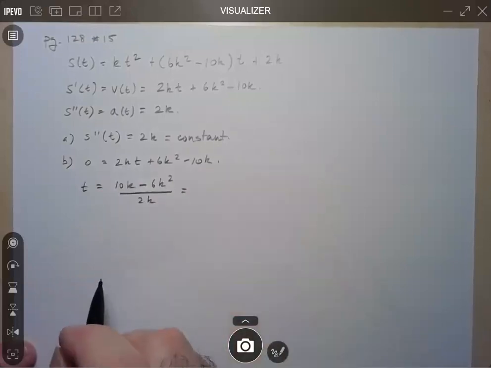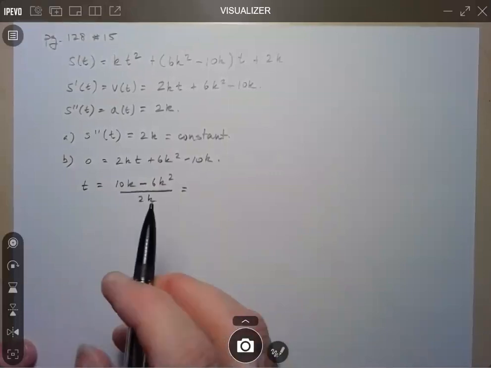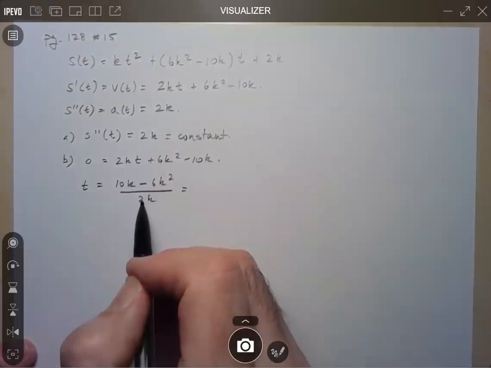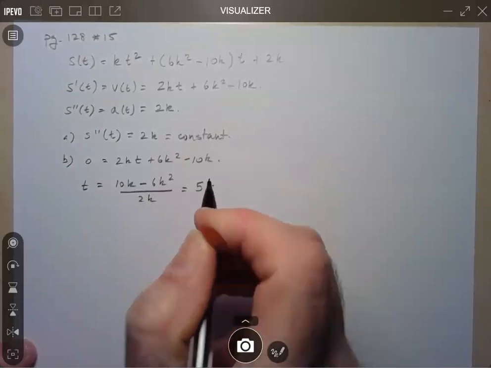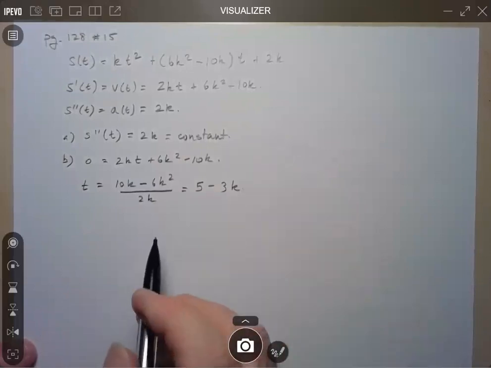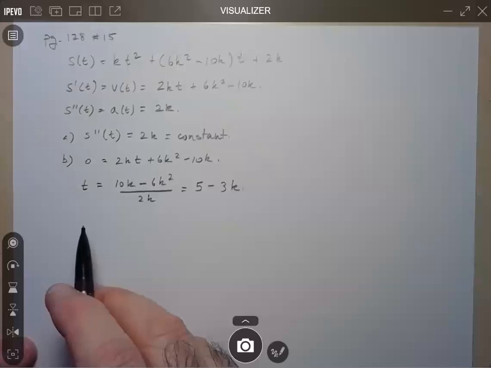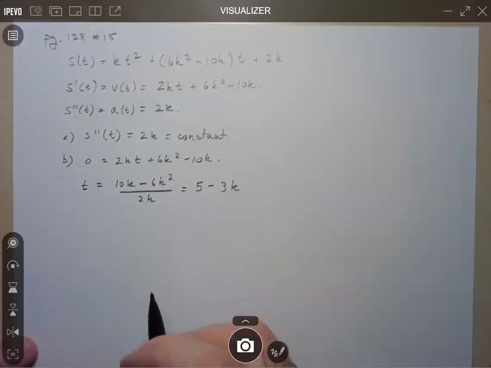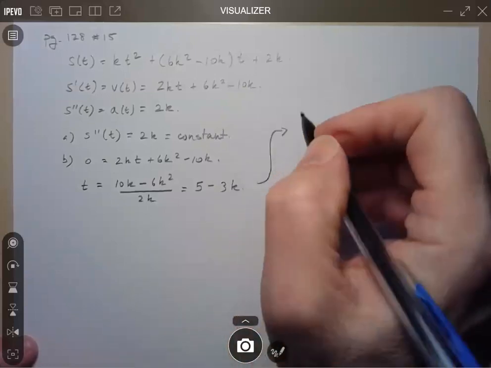I don't think I need to actually factor the numerator. I'll just do the division in my head, so I'm going to distribute the division. 10k divided by 2k is just 5, and 6 over 2 is 3. k squared over k is k. So we notice here that the time value at which the velocity is equal to 0 has that constant in it. Now they want us to determine the position at this time.